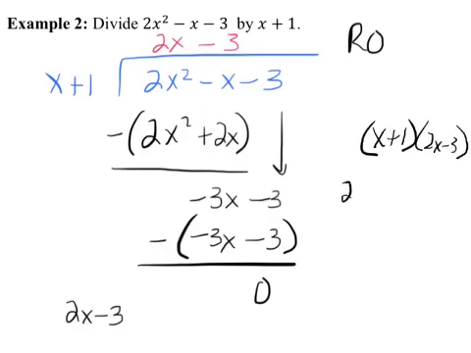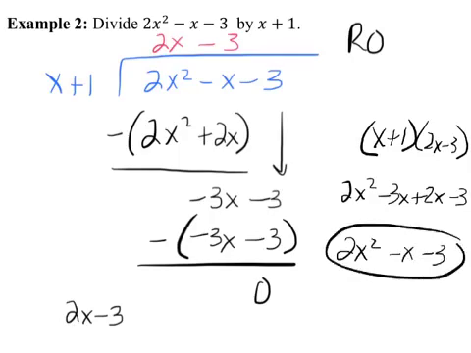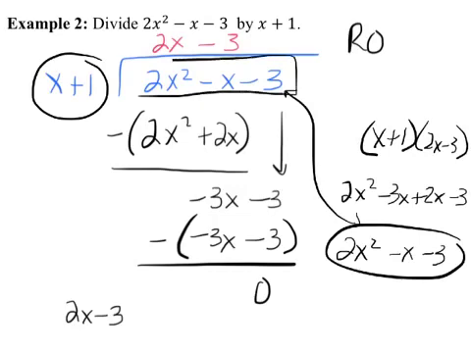First is going to give me 2x squared, outer negative 3x, inner 2x, and last is going to give us negative 3. And what you get is 2x squared minus x minus 3, which is indeed the same thing as we had here. So our statement we can make is when the remainder is 0, the divisor is a factor of the dividend. Okay, the divisor is a factor of the dividend.